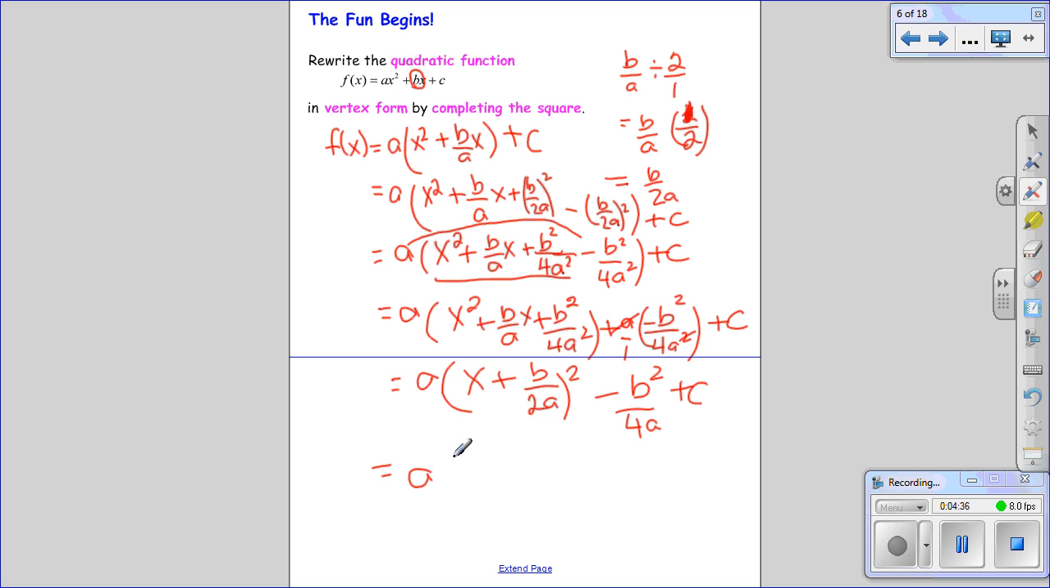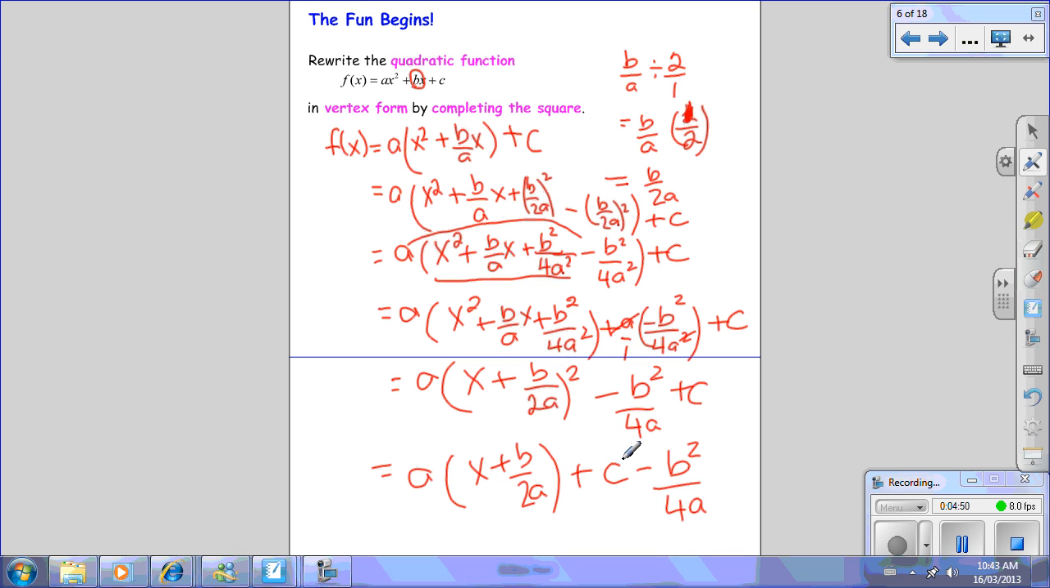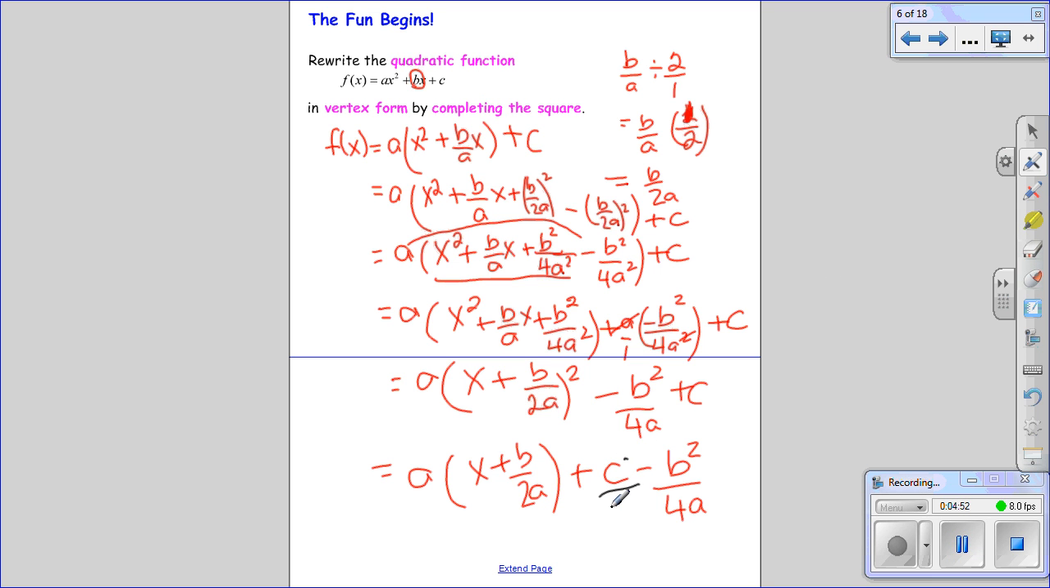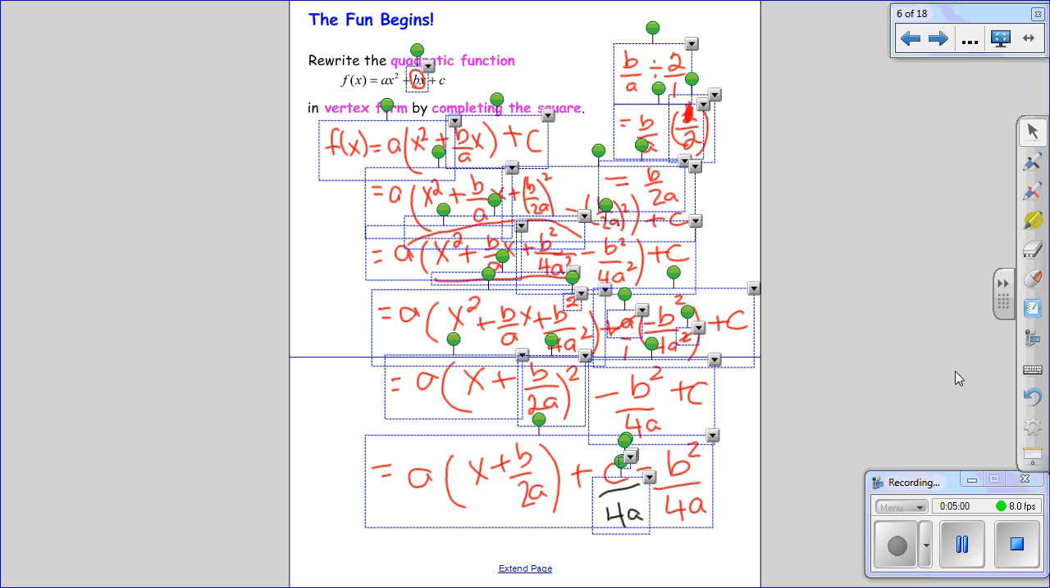So I end up with a times x plus b over 2a, squared. And I like positives first, so I'm just going to write this as a positive first. It really doesn't matter. It's just easier to work with, in my opinion, if I see the plus first. I need a common denominator. So if I want to make this a 4a, I've multiplied the denominator by 4. I have to multiply that. Oops, sorry, guys.